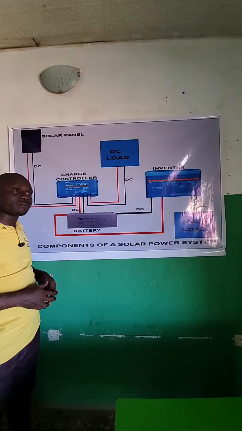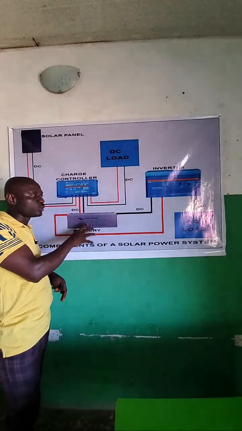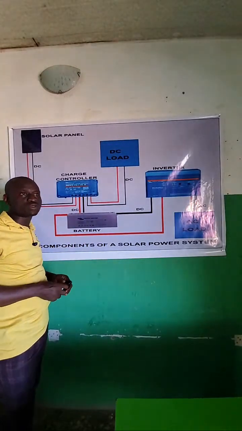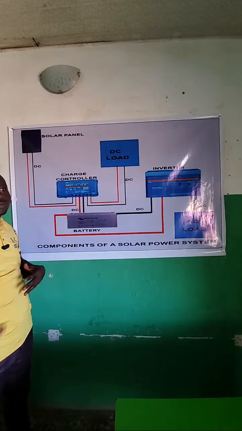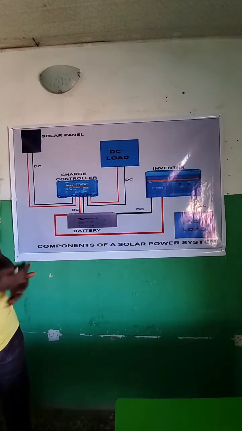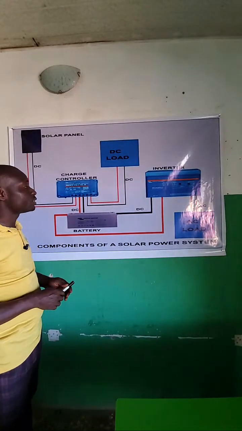The essence of the battery bank is to store the energy that has been harnessed by the solar panels during the day, so that you can make use of the energy anytime you need it. Just like your storage tank where you pump water and store, then later in the day you can make use of that water even when the pumping machine is not there.